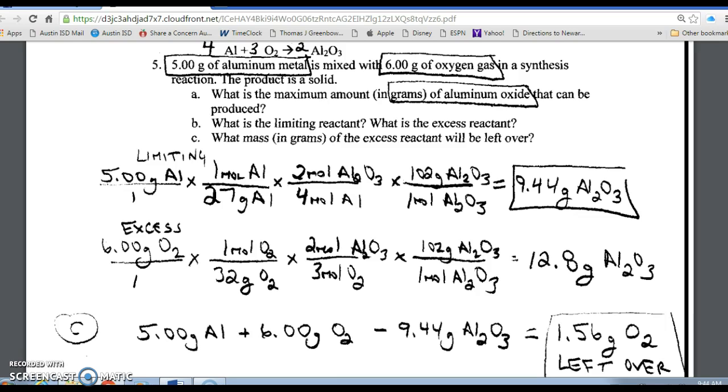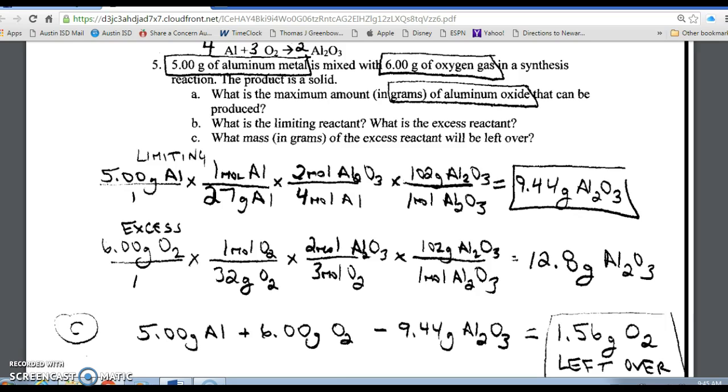So I have to solve both. The idea is if I use up all 5 grams of aluminum, how many grams of aluminum oxide would I expect to have? 9.44. And if I used up all 6 grams of oxygen, how much aluminum oxide would I expect to have? 12.8. Well, the smaller answer is going to be the one that runs out first. So my true answer is 9.44 grams of aluminum oxide. And the reactant that got me that answer, the aluminum, is my limiting reactant. The other reactant, the oxygen, is my excess reactant.